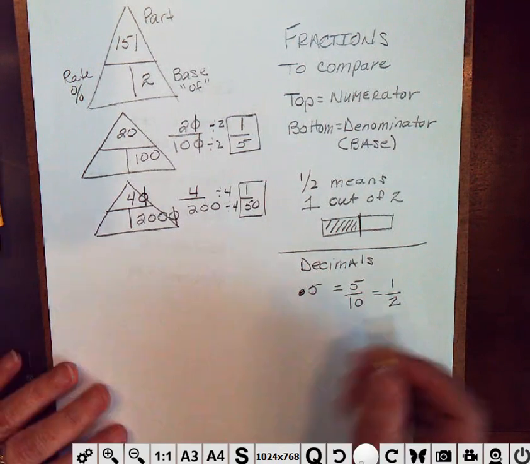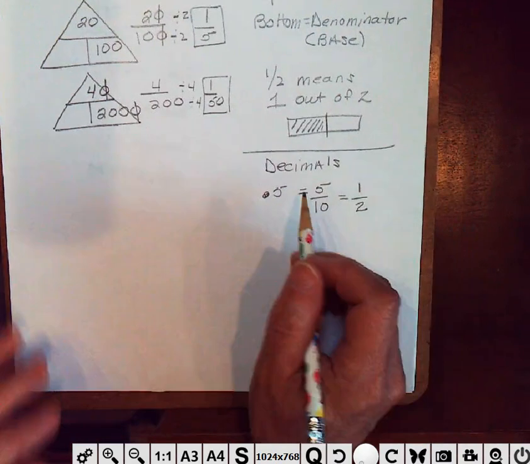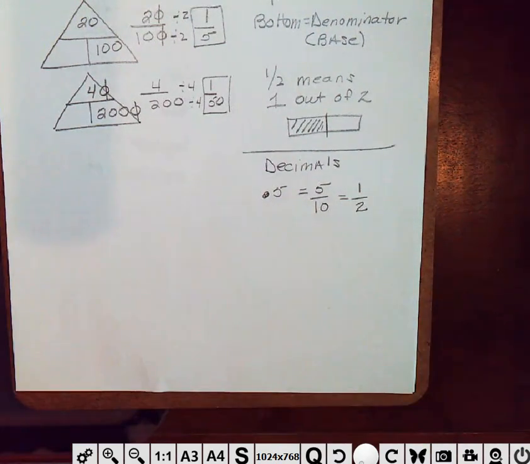Decimals. A decimal is a kind of fraction. Decimals are also ways to compare numbers. Sometimes we use percent, sometimes we use decimals. If I ate a part of a candy bar, I would say I ate half of the candy bar. I would not say I ate 0.5 of the candy bar.